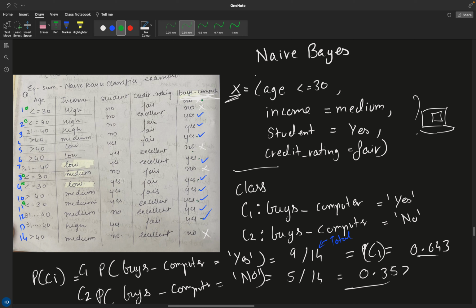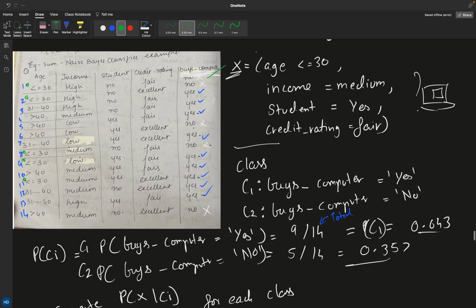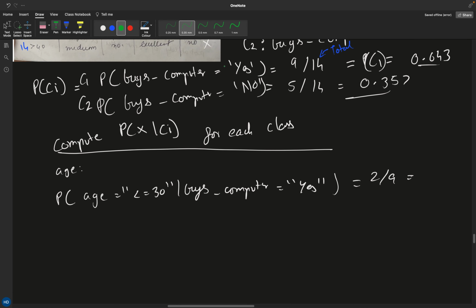How many of them are yes? Oh sorry, the video had stopped. So that is how we are able to find this. Is it 2 by 9? Because in the less than or equal to 30 range, this is a no, this is a no, this is a no, this is a yes and this is a yes. That is why we get 2 by 9.